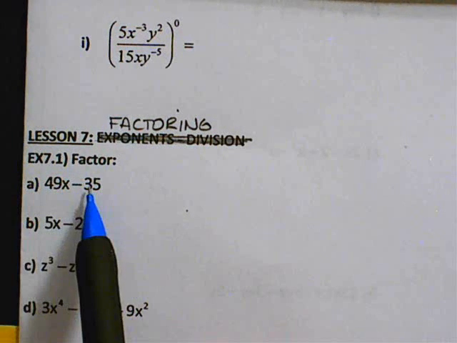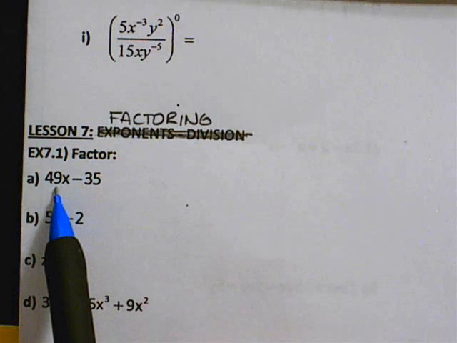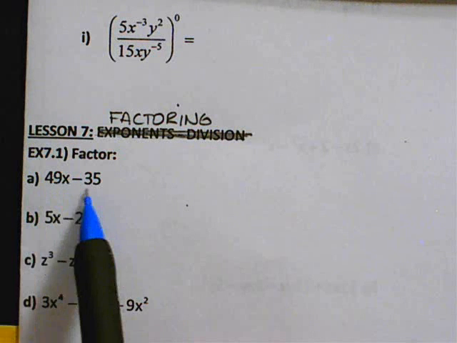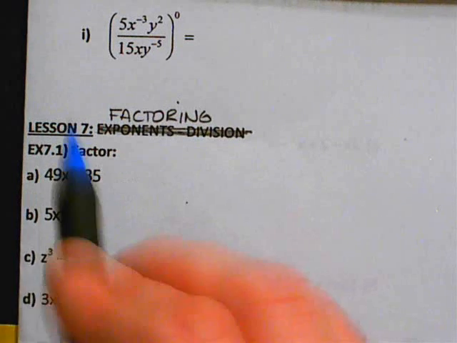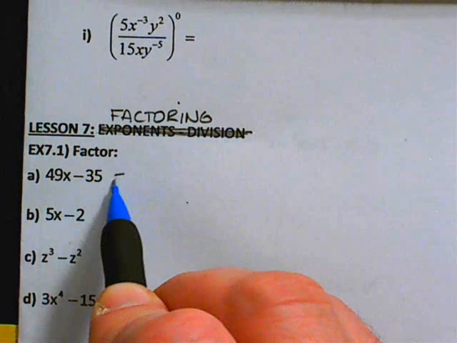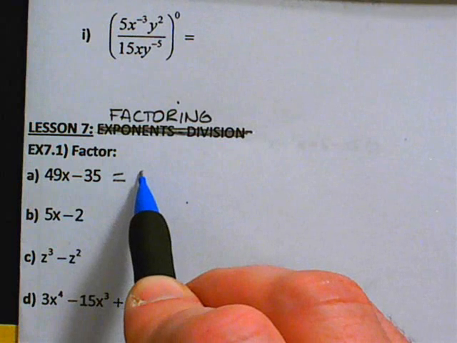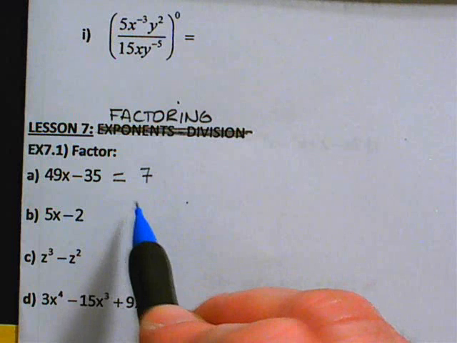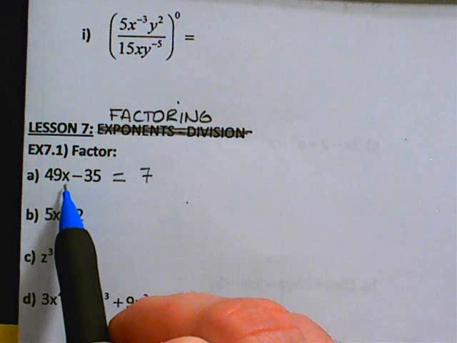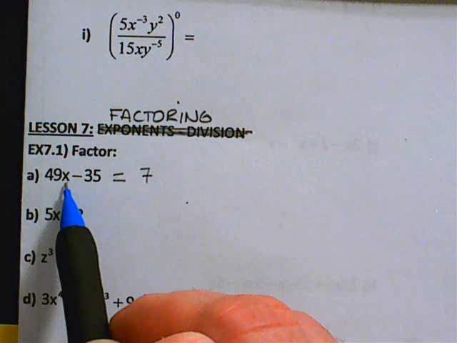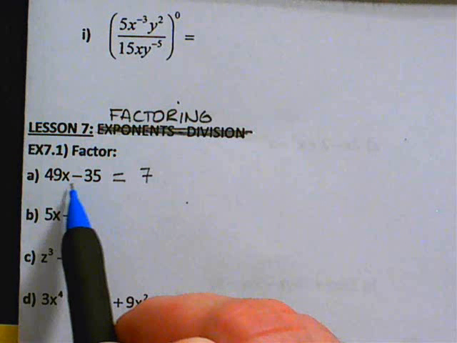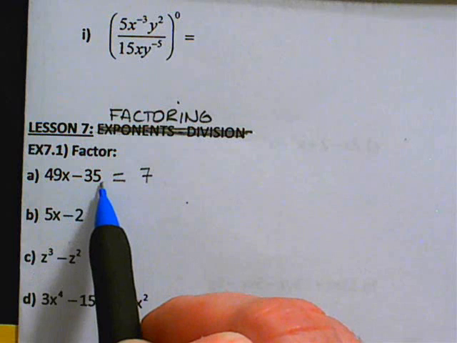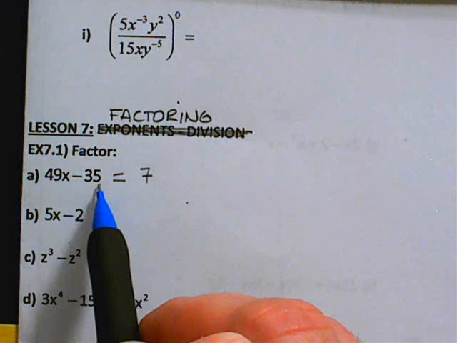So basically, when I look at 49x minus 35, I ask myself, what can I factor from 49 and from 35? Well, the only number that goes into 49 and 35 other than 1 would be 7. So that means I can factor out a 7. Can I factor out an x? No, I can't, because the x only happens on the first term, and there's no x on the second term. To be able to factor, I have to factor from both terms. Okay? So the only thing I can factor is a 7.